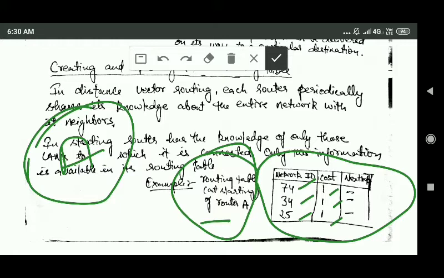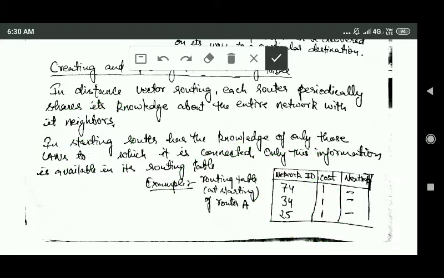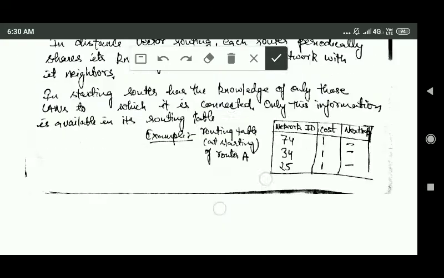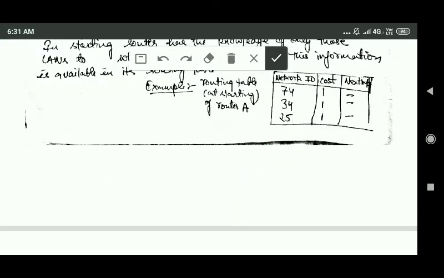So initially, in the starting, the routing table of any router will be like this. It will contain the information of only those networks to which it is directly connected. Now, how is this table updated?